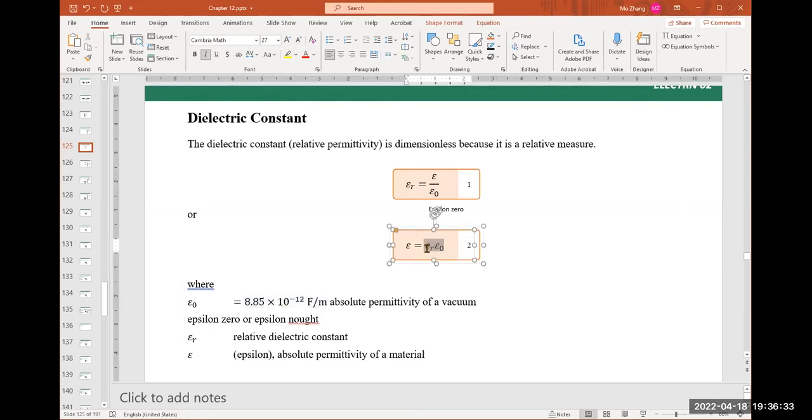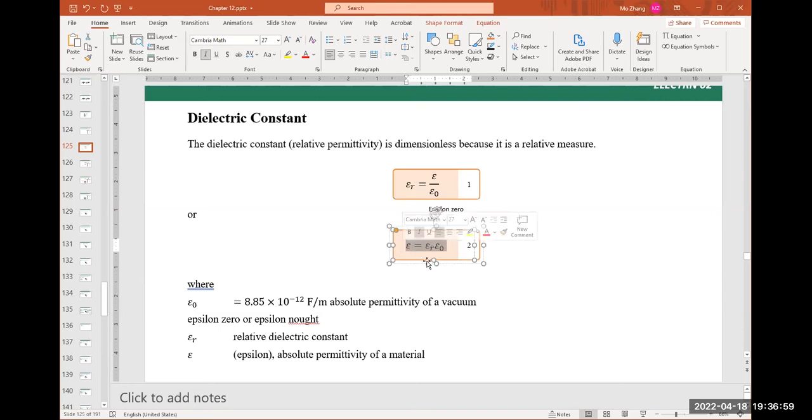And then this is a relative number, epsilon R relative, such as water is 4 times better than vacuum, so this is 4. Teflon is 7 times better, so that's 7. This times the one for vacuum is the real permittivity, called the absolute permittivity of the material. So we're going to use this formula.